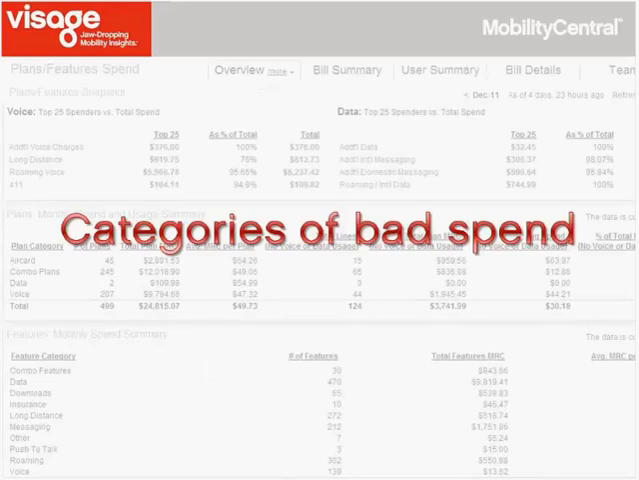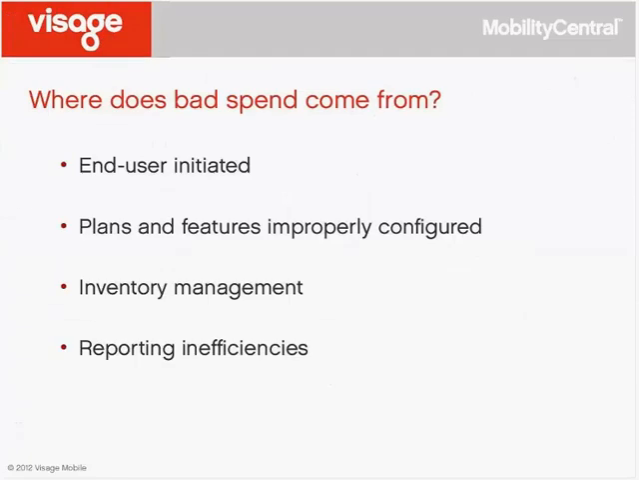Let's look at some categories of bad spend, what we would consider to be bad spend. We think that bad spend has four main categories. This is just from a customer success type of training point of view, so it's nothing formal. I didn't do any research to pull this up. These are the main categories that I've found as I've gone through the data with customers across different verticals using the data they've posted to the application. The first one is that it's end user initiated. The end user did something to give you a cost. The other one would be plans and features that were improperly configured.